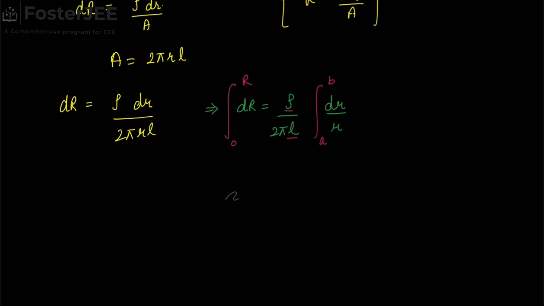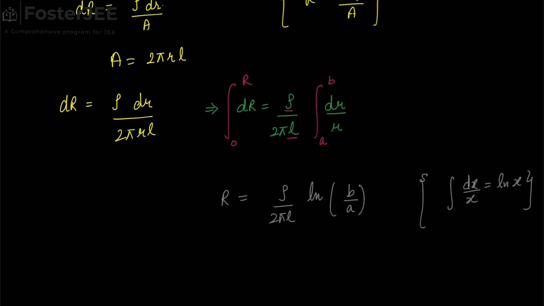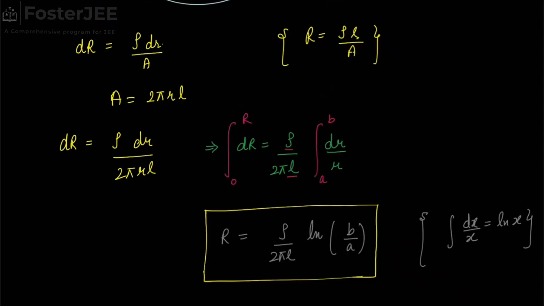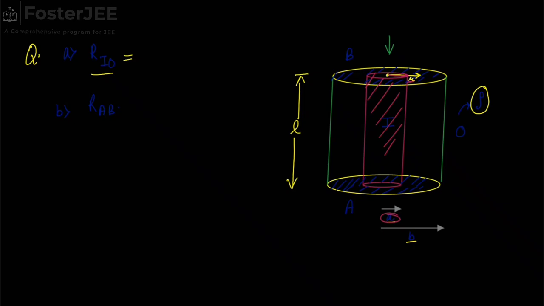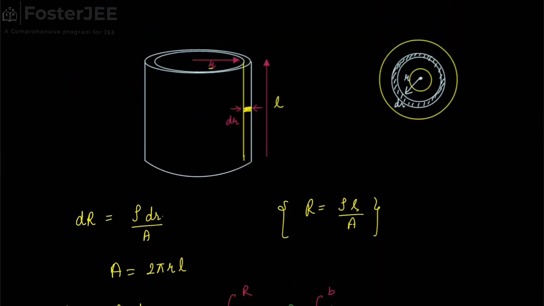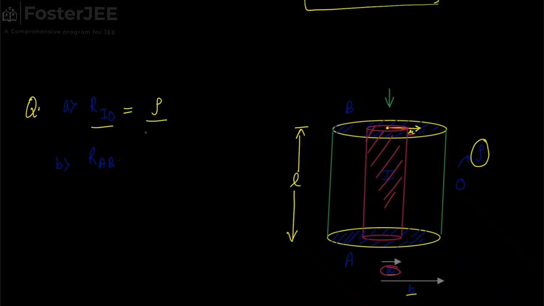Solving this, we will get R is equal to rho by 2 pi L ln of b upon a, because integration of dx upon x is ln x, where ln is the natural log. Hence, this is the resistance offered by a cylinder between inner and outer face. So R_IO is equal to this expression, which is rho by 2 pi L ln of B upon A.